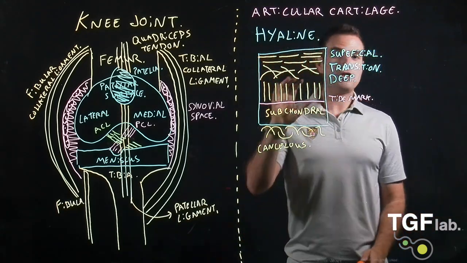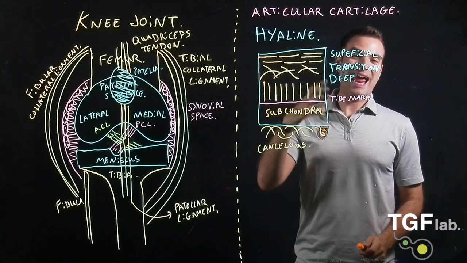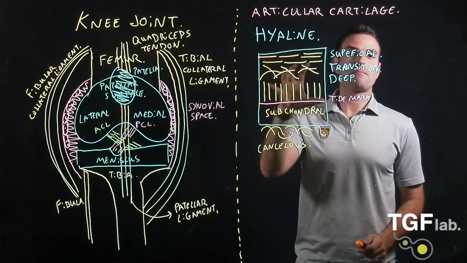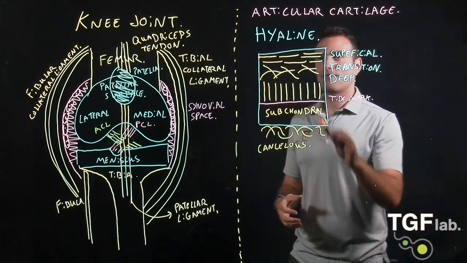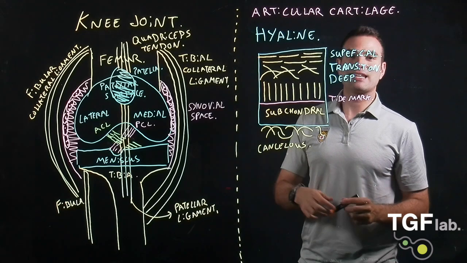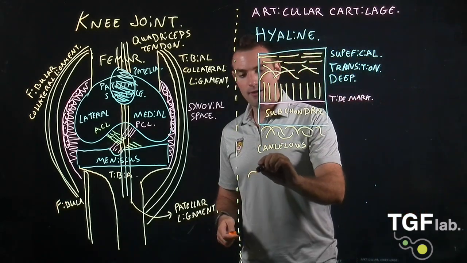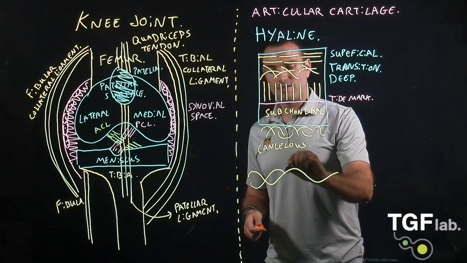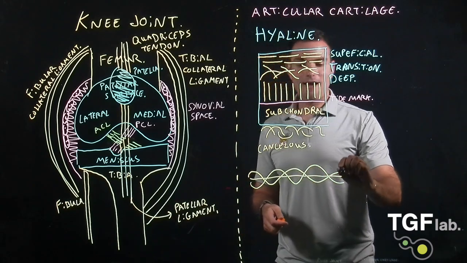Okay, so there are two very important elements here, extracellular matrix components, that are important for the function and the structure of hyaline cartilage. First, we have the collagen. Specifically, we have the collagen type 2.